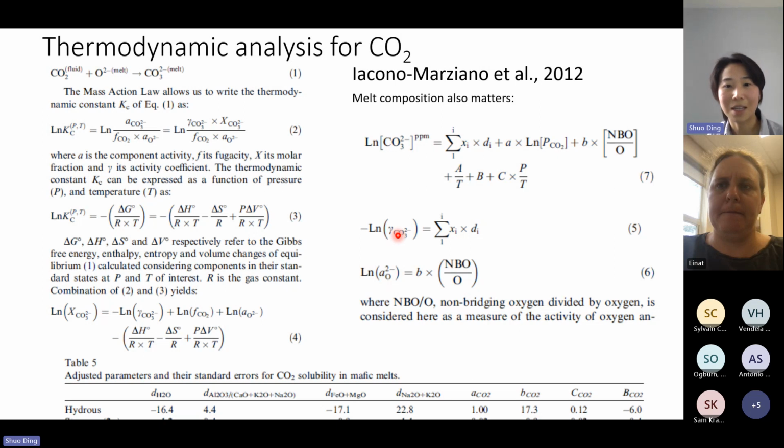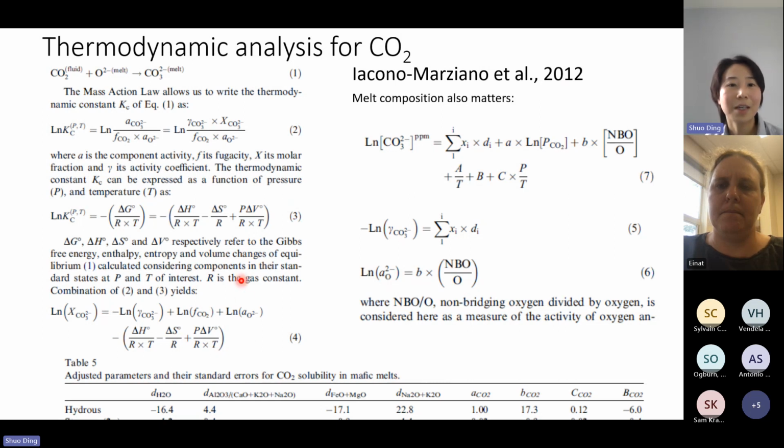We can see in this paper that the composition they are looking at is aluminum, calcium, potassium, sodium, iron, and magnesium. It's true for the alkalines in particular, because CO2 exists in the magma as carbonate, so it is preferred to bind with alkaline cations like potassium, sodium, and calcium. That's why it makes sense that all these compositional terms matter.